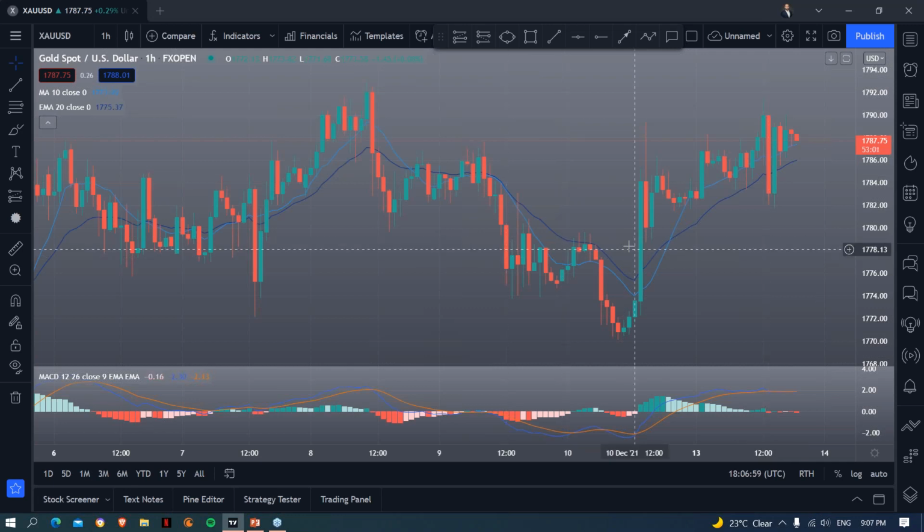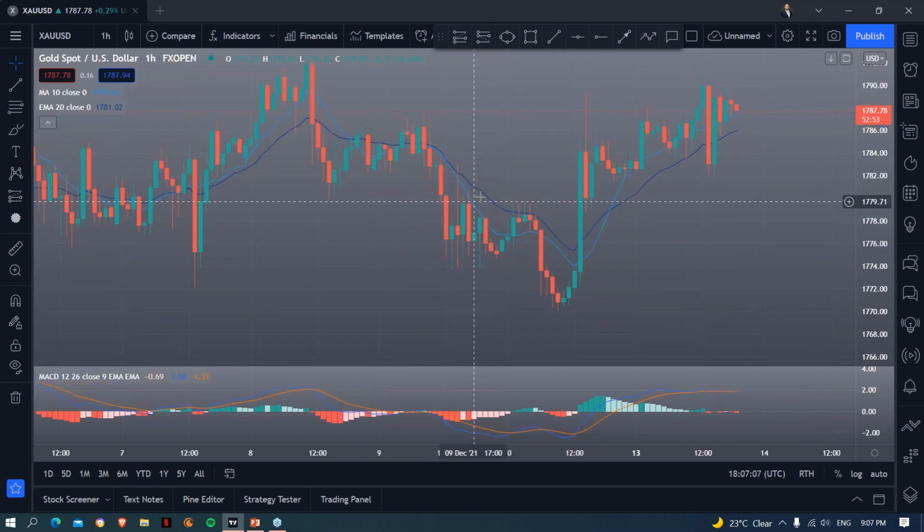As you see here, this is the gold chart versus the US dollar on a 1 hour time frame, so each candle represents 1 hour. These are the moving averages that we learned about in our last webinar. If you remember, we talked about the exponential moving average, which reacts faster with the market. So if the market is moving up, the exponential moving average reacts faster.